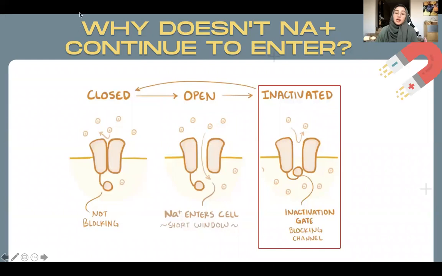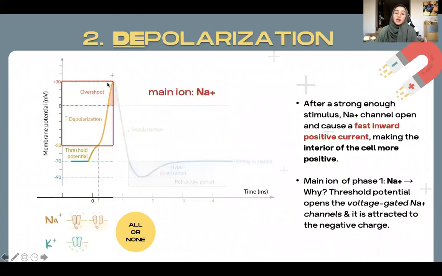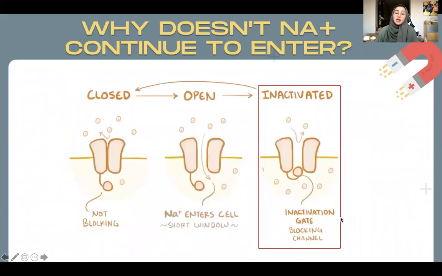Once here, why does sodium stop entering? Like, why does it go back down? Why doesn't it just continue entering? That's because at positive 30 millivolts here, you have something called the inactivation gate. So you see this kind of like ball and chain looking thing here. So the inactivation gate closes at positive 30 millivolts. So what this does is it blocks the channel and sodium can't enter.